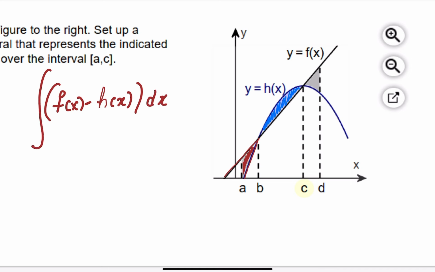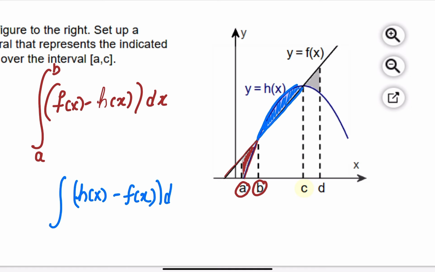Integral, but from what point to what point? Only from A to B. Now for the blue curve, as you can see, the curve above here is h of x. So it is integral of h of x minus f of x dx, from b to c, always from left to right.